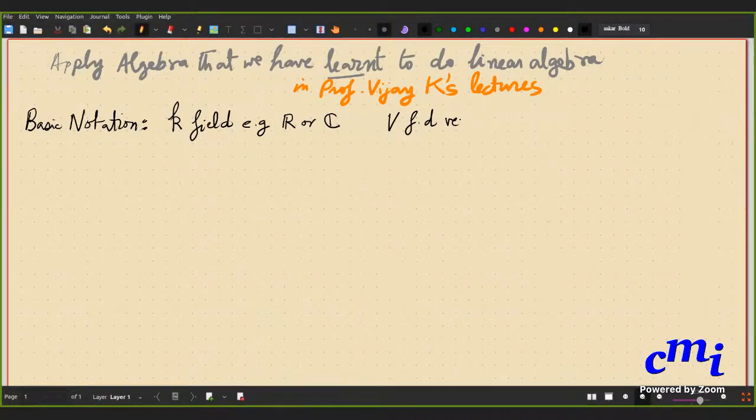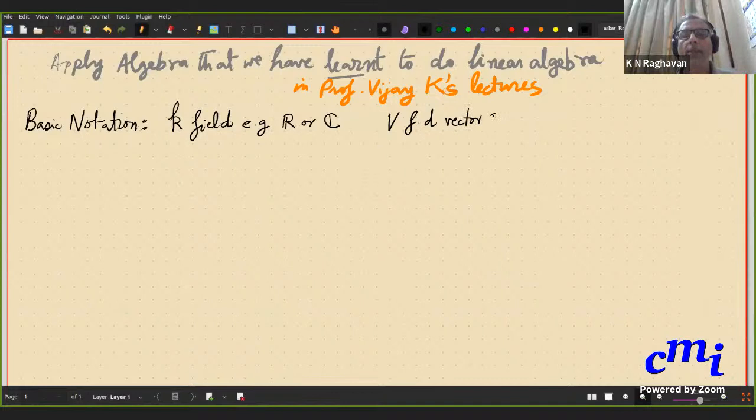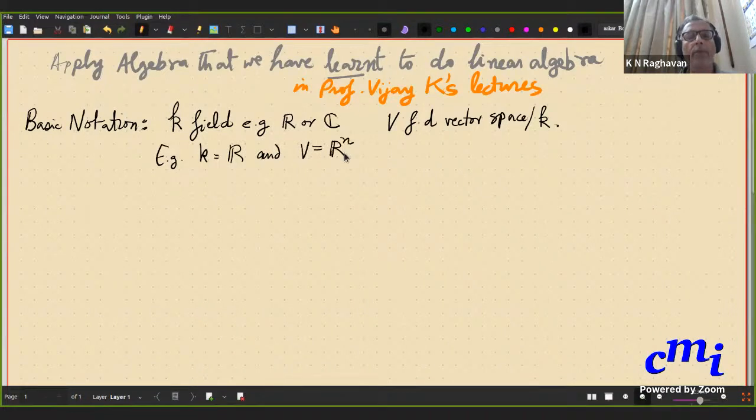Right. So finite dimensional vector space over this field K. So for example, you can take K equal to R and V is equal to R^n. Or let me write R^d here, because I'm going to fix d to be the dimension of V over K.